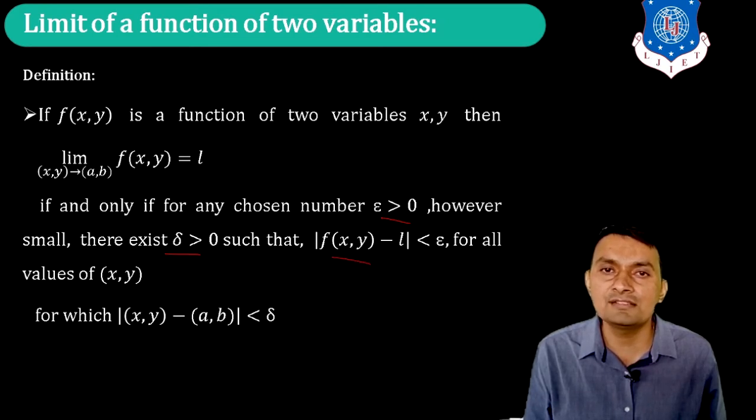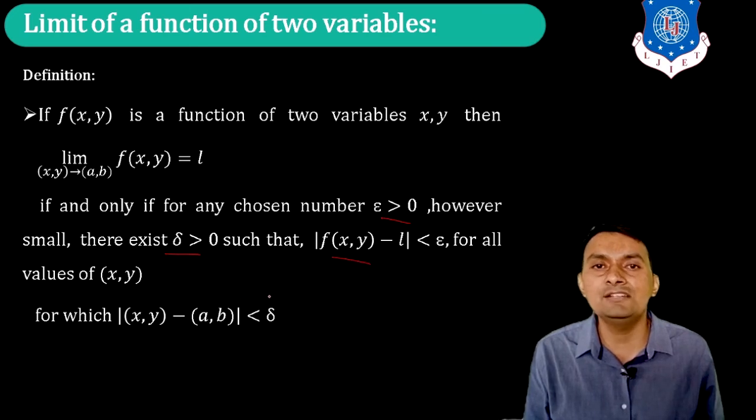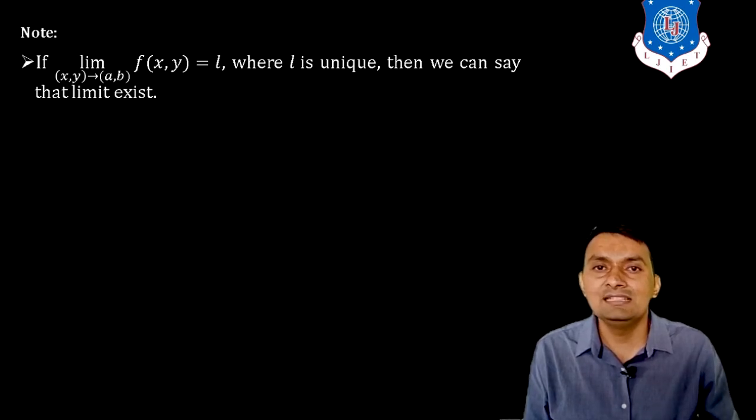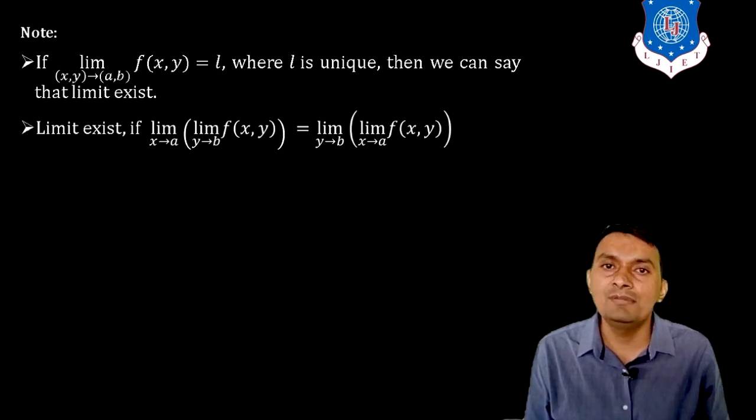Already you are familiar with this for a function of one variable, but we have just extended it to a function of two variables. Here we keep in mind that if the limit as (x, y) tends to (a, b) of f of x, y is equal to L, where L is unique, then we can say that the limit exists. But suppose you want to show this mathematically, how can we do it? First we take the limit as y tends to b, and after that the limit as x tends to a of the function f of x, y. And then if I take the limit as x tends to a of f of x, y first, and after that the limit as y tends to b, if both cases have the same answer, then we can say that the limit exists.